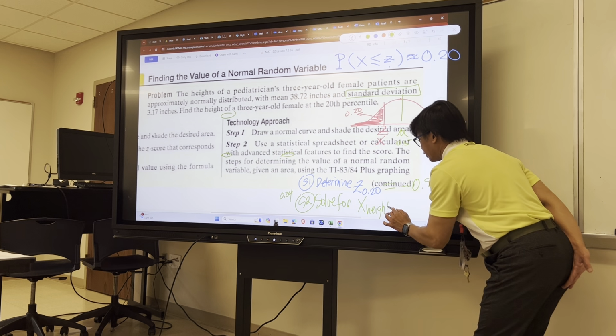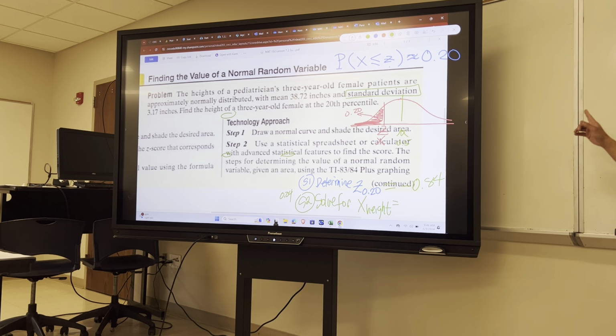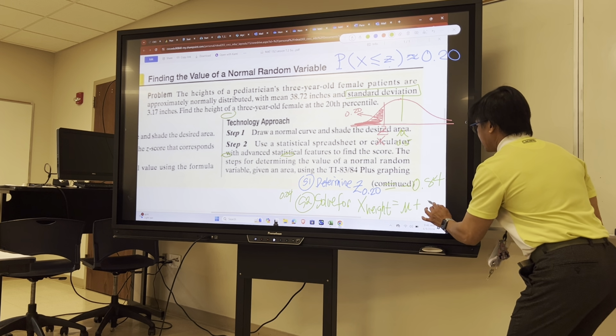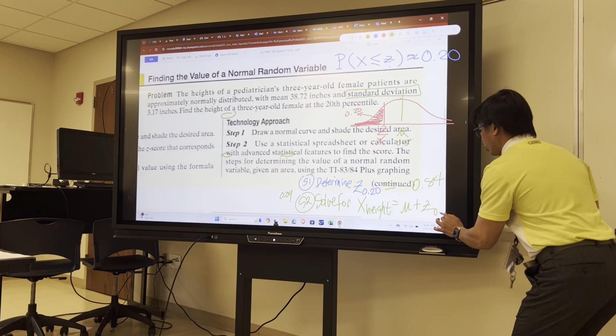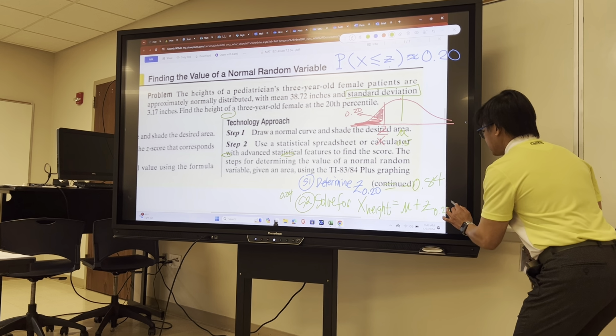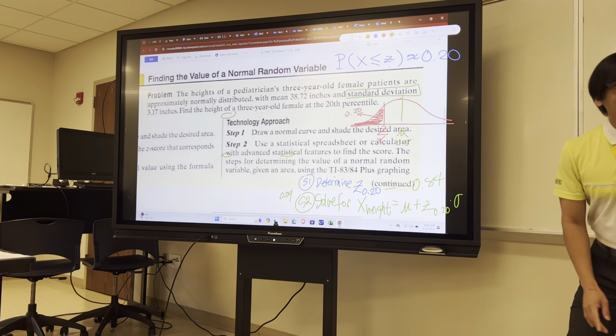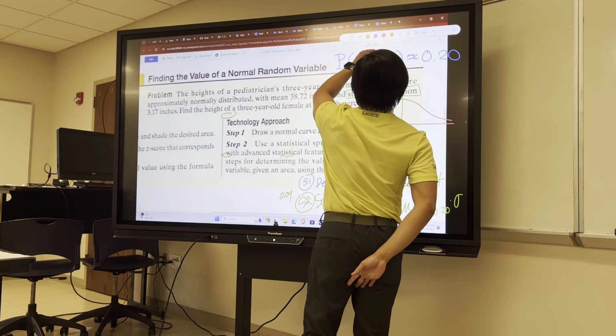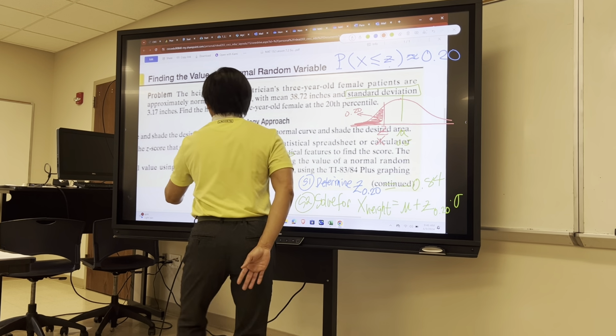And what's the formula for the x? Mu plus z sigma. Right, so let's use that one. The height is equal to what again? Mu plus the z-score that we got, times sigma, which is our standard deviation. Okay, so let's use that formula now. Okay, so here it is. Let's use that formula.